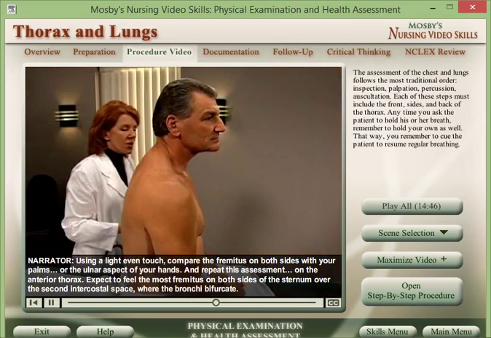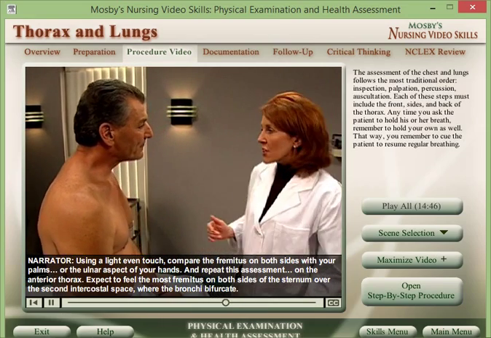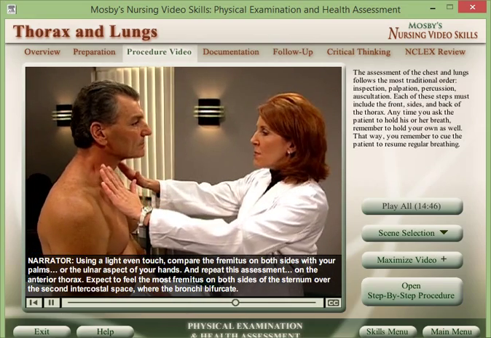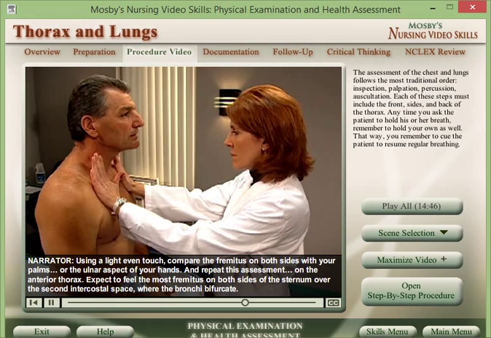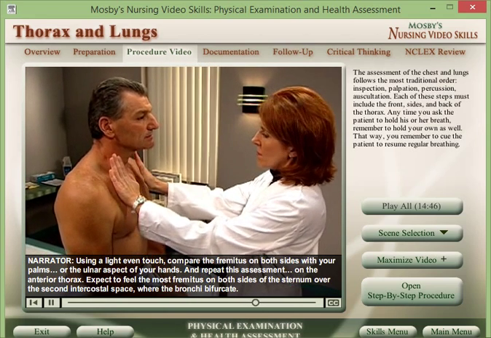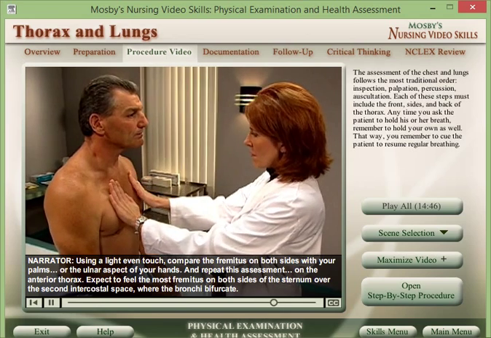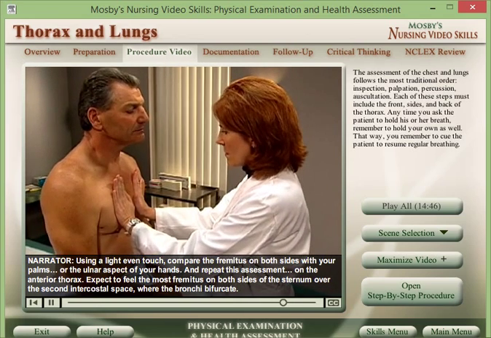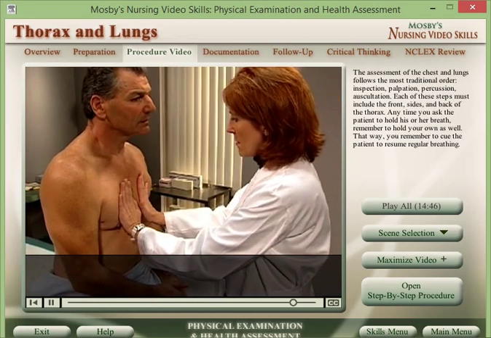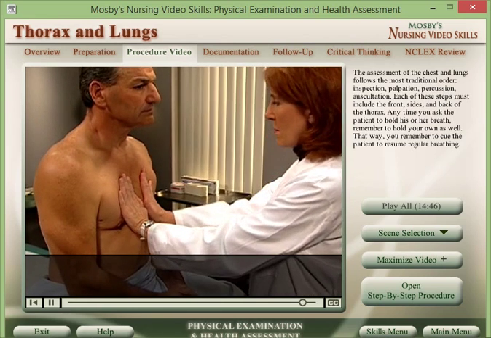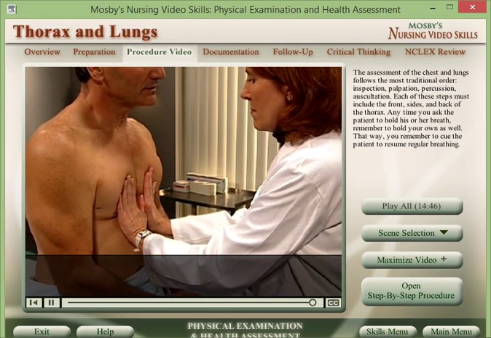99. That's great. Now I'm going to repeat this assessment on the anterior thorax. Expect to feel the most fremitus on both sides of the sternum over the second intercostal space, where the bronchi bifurcate. 99, 99.